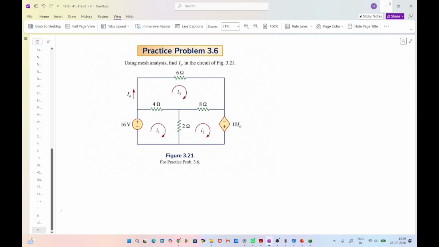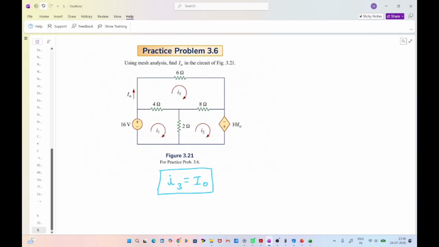Practice problem 3.6. Using mesh analysis, find I naught in the circuit of figure 3.1. Here you see that I3 is equal to I naught. That's the same current. I will put a box around it. And then let us apply KVL at loop I naught.